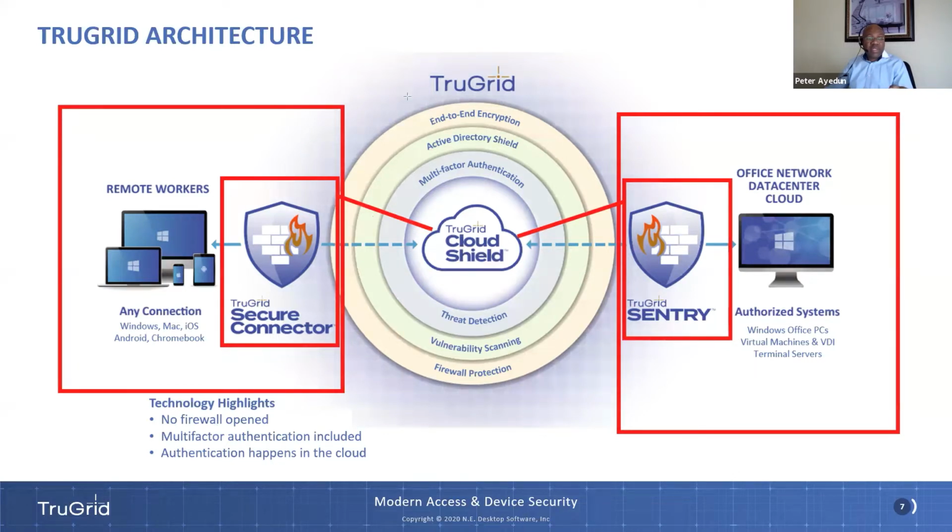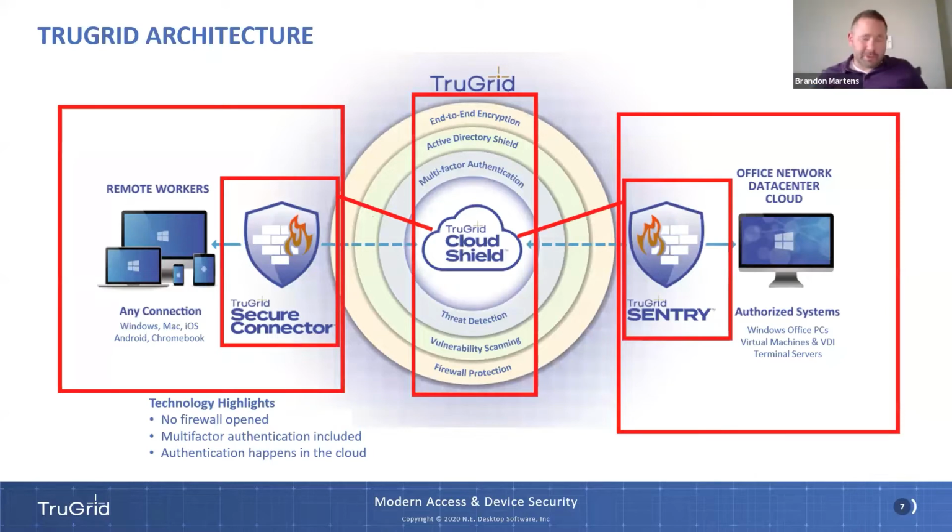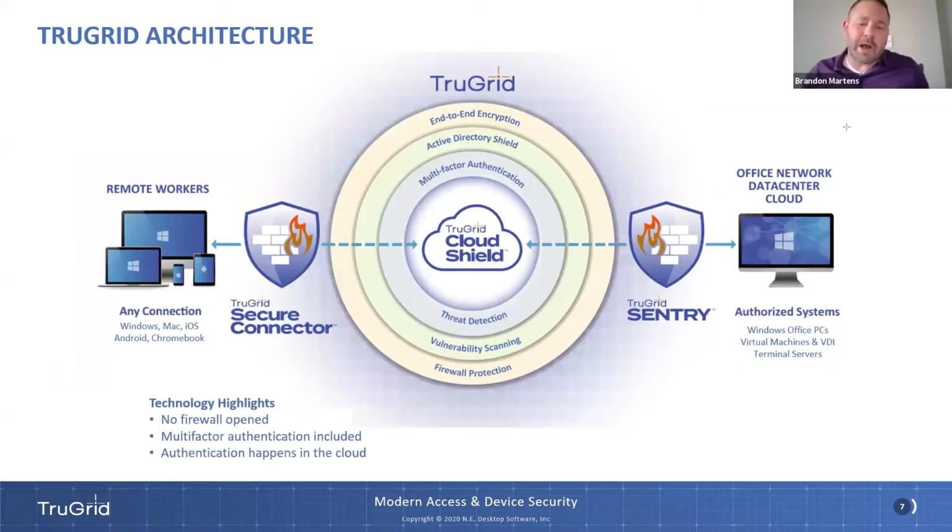So all these technologies that you see in the middle there will be employed. So basically, during the login, end-to-end encryption is done, Active Directory Shield, multi-factor, threat detection, all those things are employed. And that's what I'm about to show you right now. Does that help, Brandon? Yeah, that helps. And I do want to add too that every one of these rings in our Cloud Shield here is definitely stuff that helps with zero trust compliance.